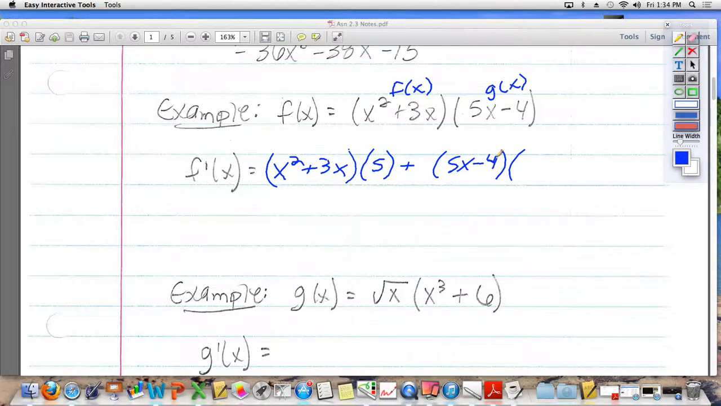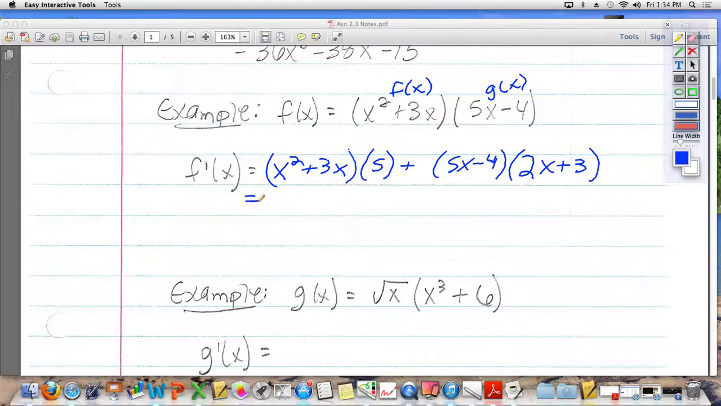I'm doing all of that in my head, but you seem to be okay with that. Tell me if you don't know where I came up with 2x plus 3. I would be happy to tell you. You got it. All right, clean it up now.